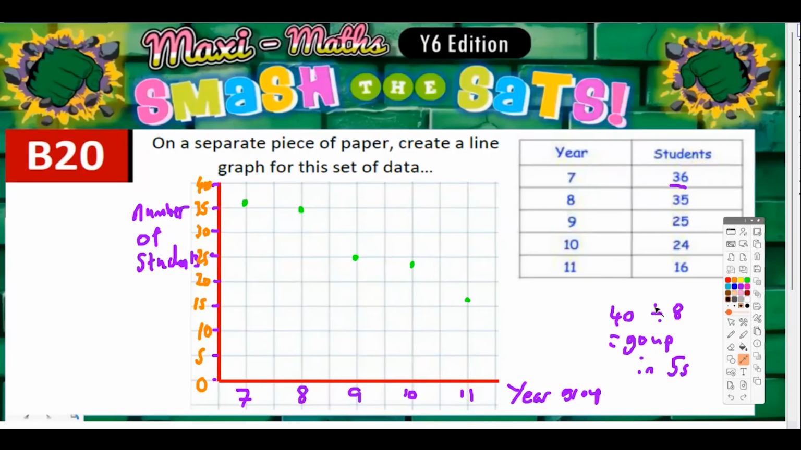So all you would do now is you would join everything up. Okay, there we go. So we join them up, and that is basically our line graph.